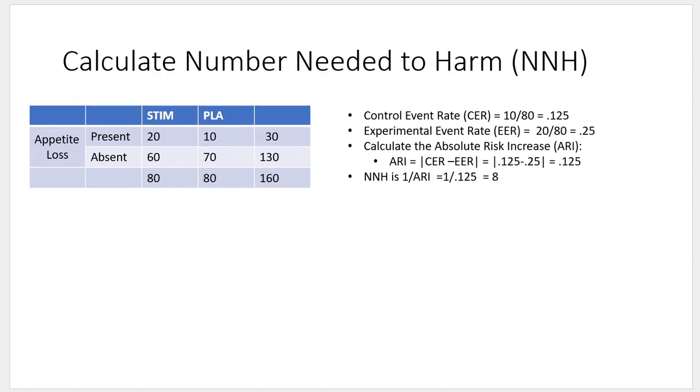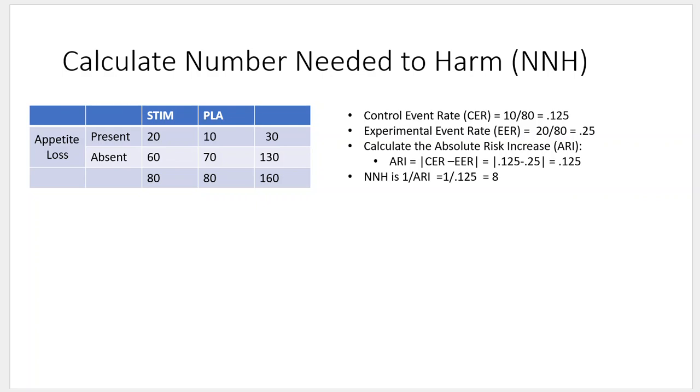Okay, so now let's do our number needed to harm. So we record who had a side effect of appetite loss, and we can see that on stimulant, 20 of the 80 had appetite loss versus 10 out of 80 in the placebo group.